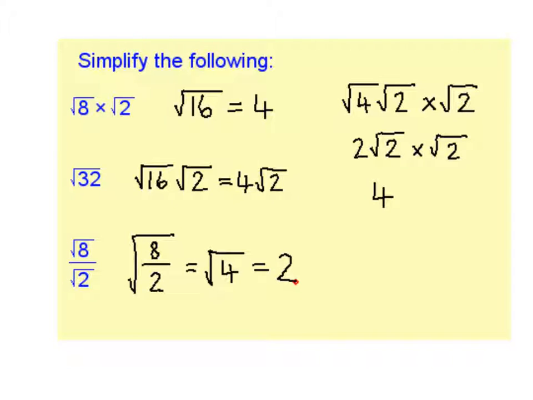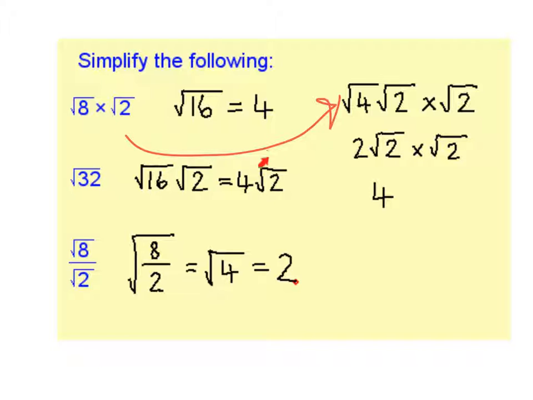Simplify the following. The square root of 8 multiplied by the square root of 2. Well, if we're multiplying two surds, two square roots, we can actually just multiply what's underneath the root. So 8 times 2 gives us 16, and we put a single root above it. And the square root of 16 is 4.